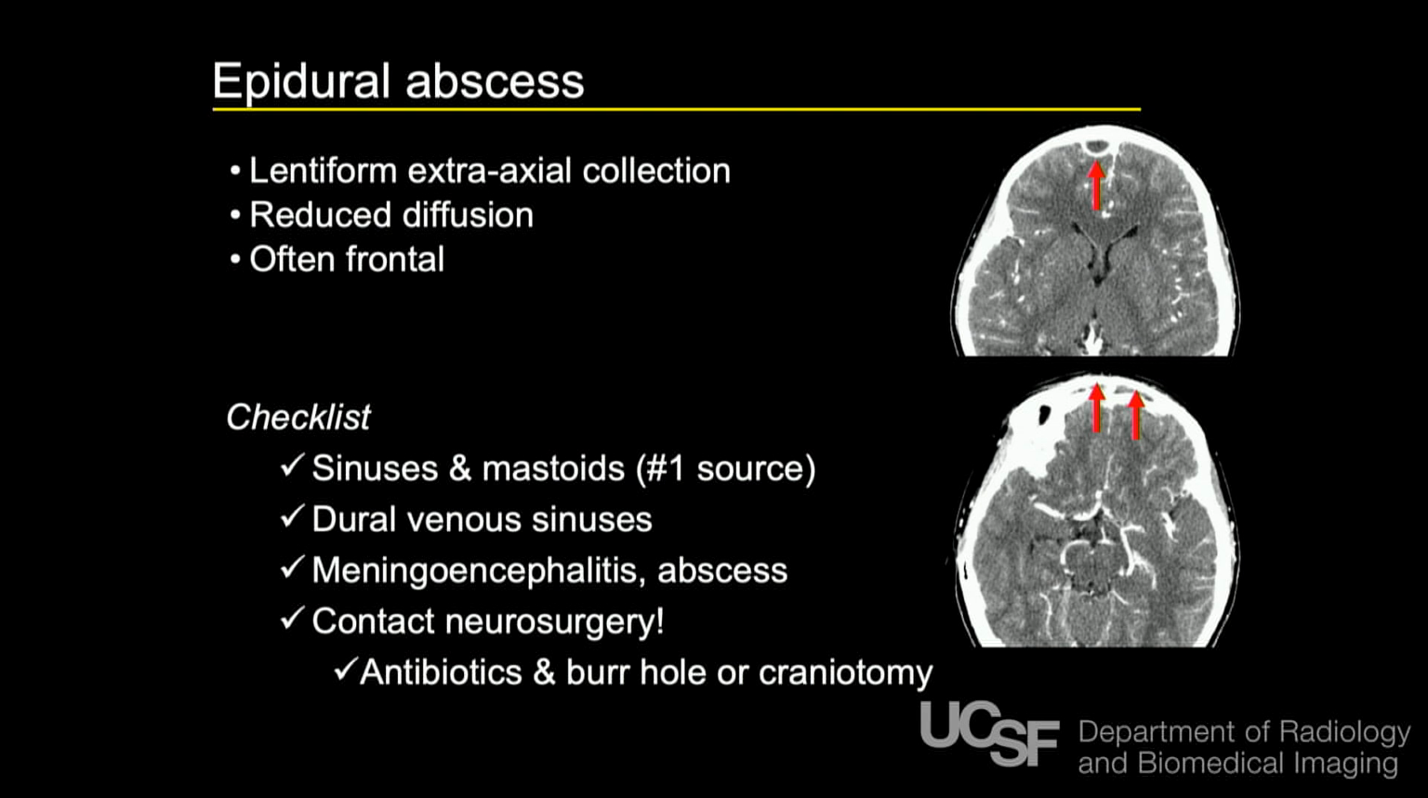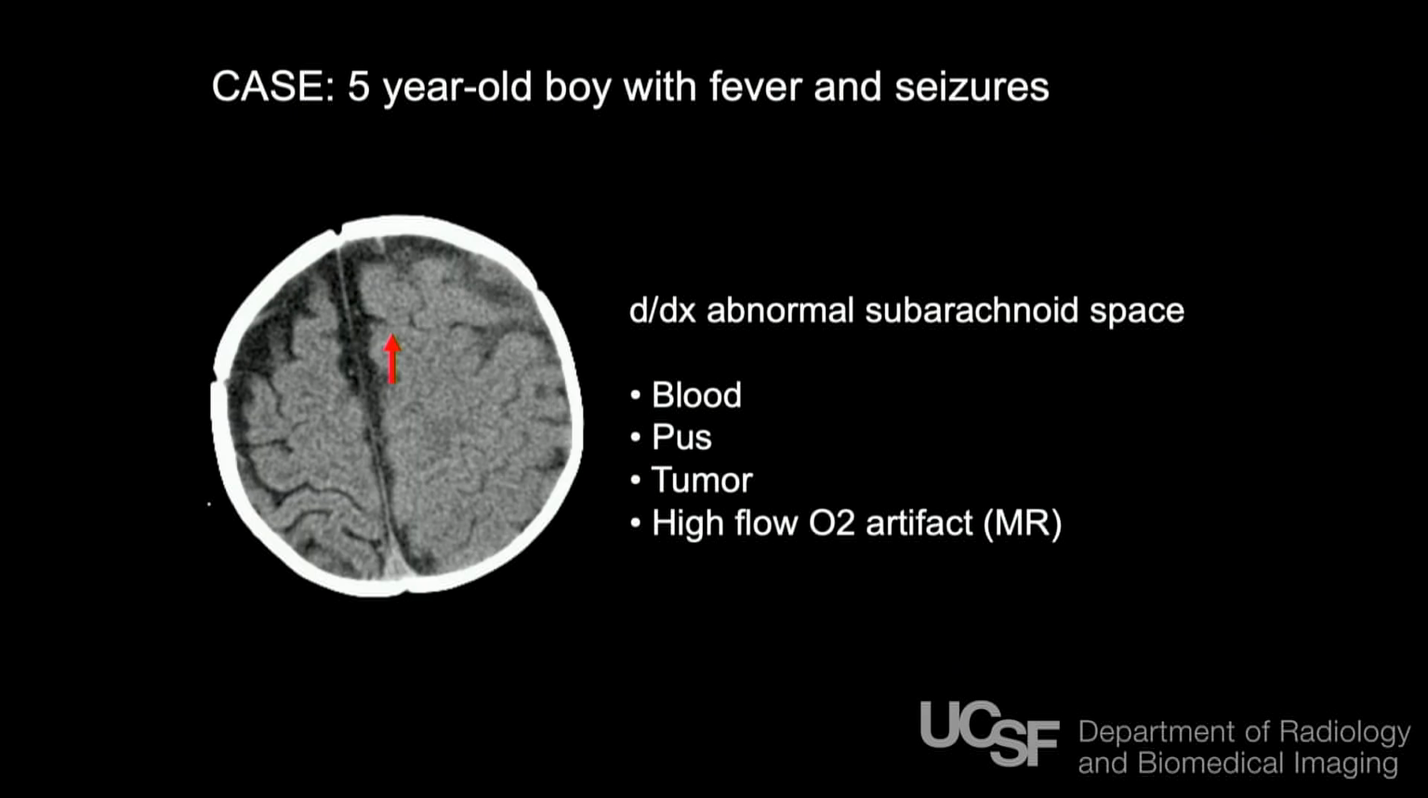So the combination of concerning appearing sinuses and mastoid air cells with something in the extraaxial space is really suggestive that there's intracranial infection that's spread from a sinus source. Here's a case of a 5-year-old boy with fever and seizures, similar to something that Yi just presented. This patient has a subarachnoid space abnormality.